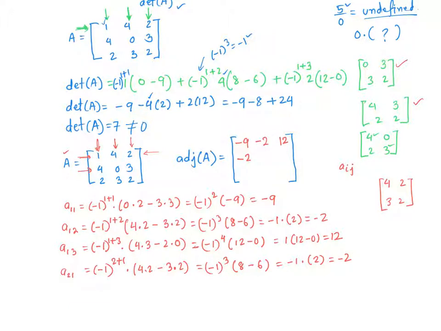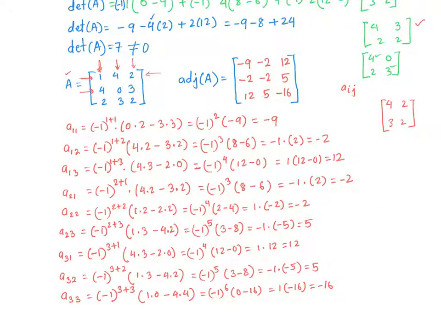Now if you do the calculations exactly the way I have done here, you should get the following. Just by following the same process, I found the other terms, and our final adjoint of matrix A, the adjoint of A, is this. So this is the final adjoint matrix that we got. Now we are just going to have to plug in these values. We found the determinant of A, which is 7. We found the adjoint of A, which is this matrix.